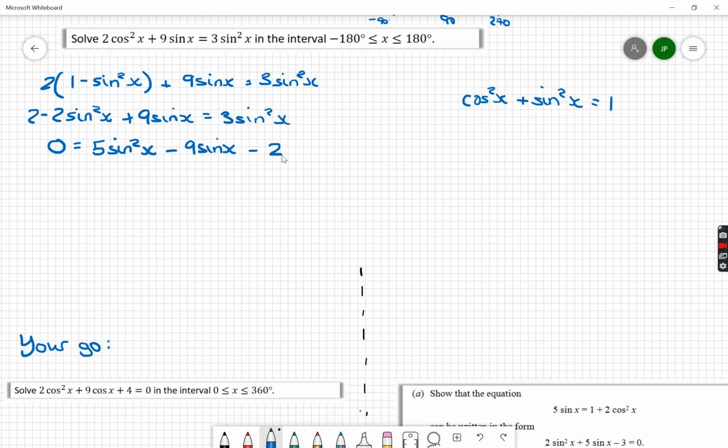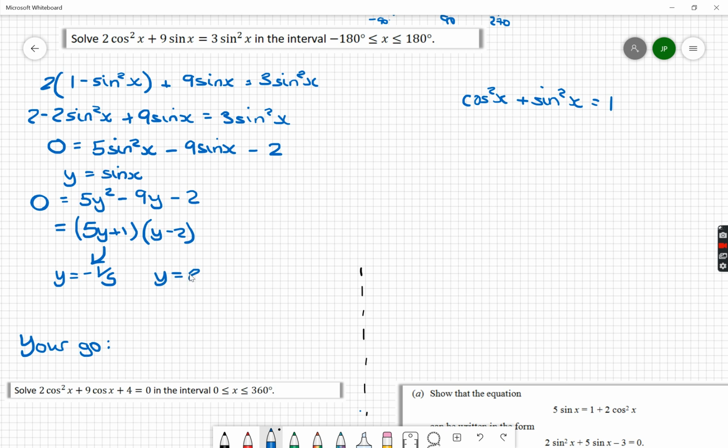Now we're in exactly the same situation as we have been for the last couple of examples. I've got something that looks a lot like a quadratic, just in terms of sine x instead. So I will do y equals sine x, and then I'll substitute that in. So I'll have 0 equals 5y squared minus 9y minus 2. Solve however you want to. Again, make sure you are showing evidence of how you solved. So we're going to factorise to 5y plus 1 and y minus 2. So my two solutions, I'll have y equals minus a fifth and y equals 2.